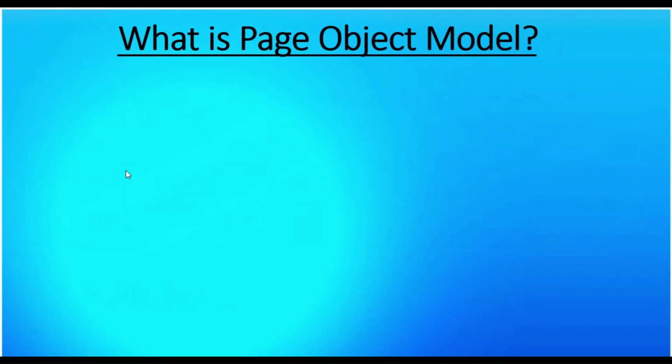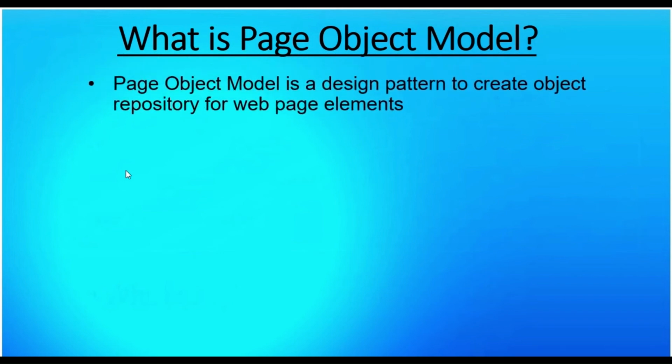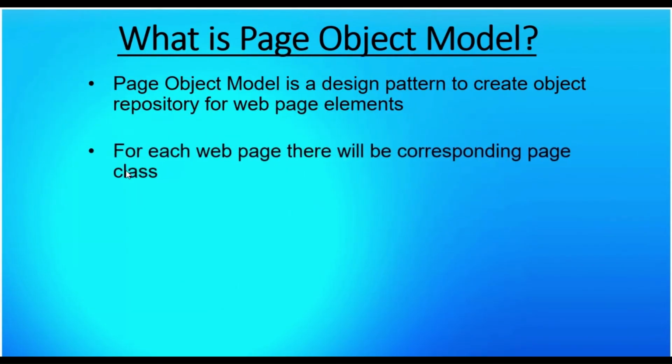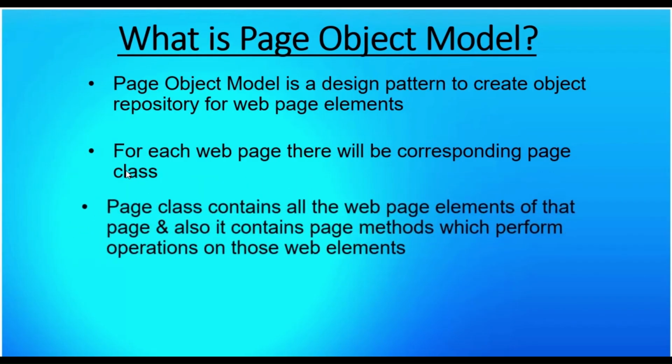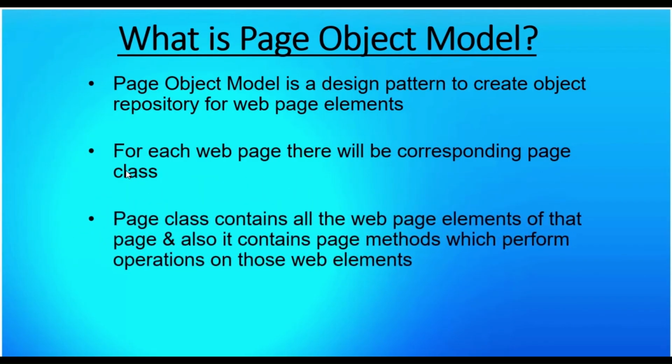So let's discuss what is page object model concept. Page object model is a design pattern to create the object repository for the web page elements, and for every web page there will be a corresponding page class. Then each page class contains web page elements, and also it contains the abstraction methods which will perform the action on that particular page itself, right?